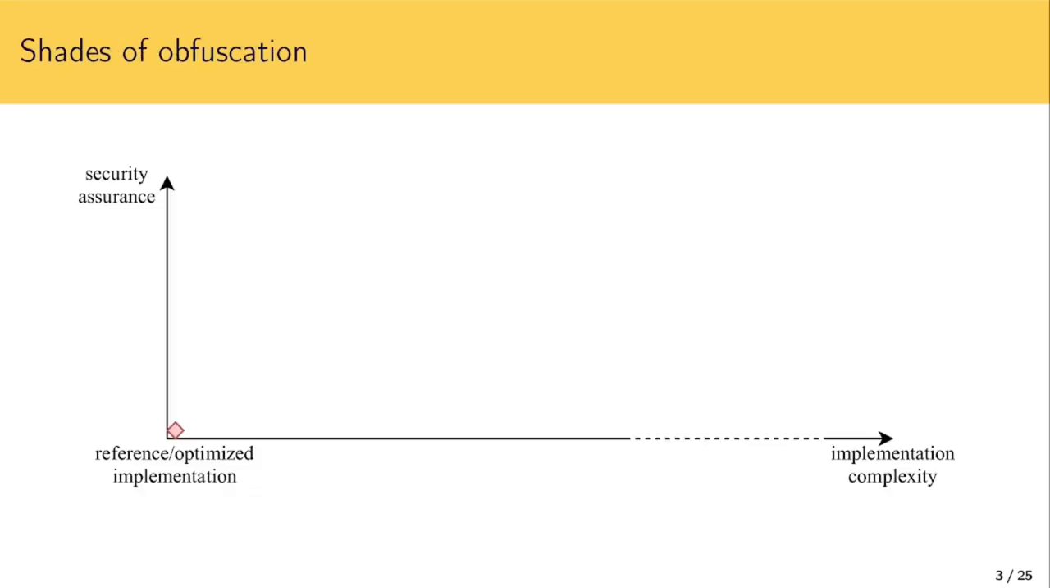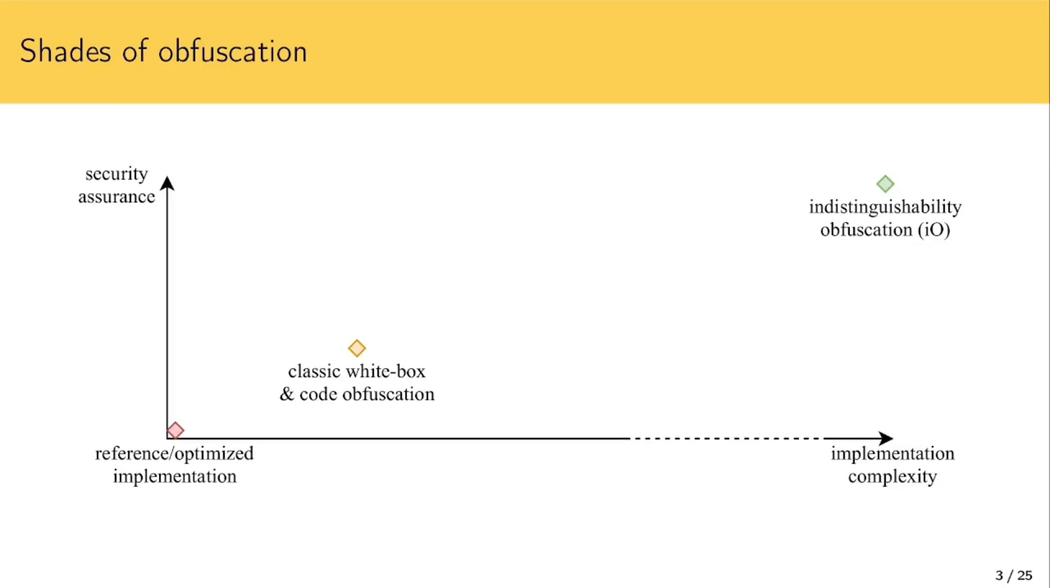To put the work in the high-level landscape of obfuscations, consider this graph, which relates the implementation complexity with some sort of security assurance. A reference or an optimized implementation is very efficient, but provides no security against white box adversaries. Classic white box and code obfuscation techniques can provide security against some attacks at the cost of somewhat heavier implementations. Finally, theoretical obfuscation methods such as iO are fully secure based on some reasonable hardness assumptions, but are far from being reachable.